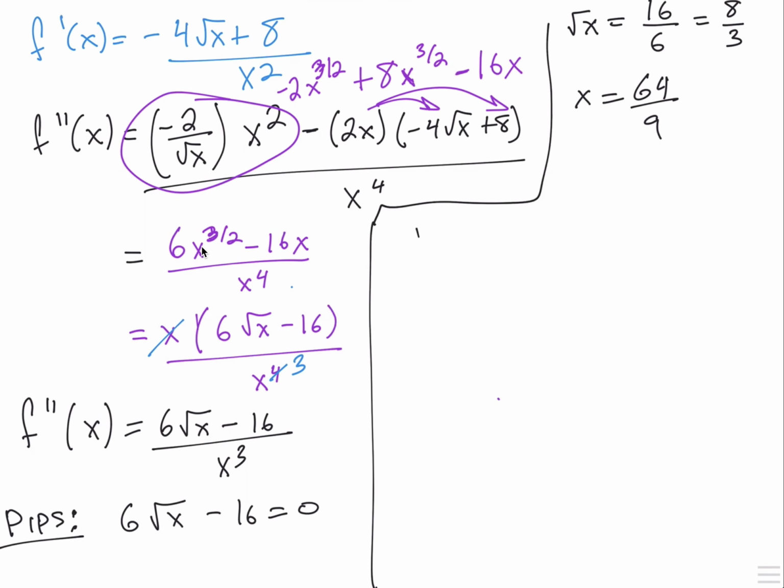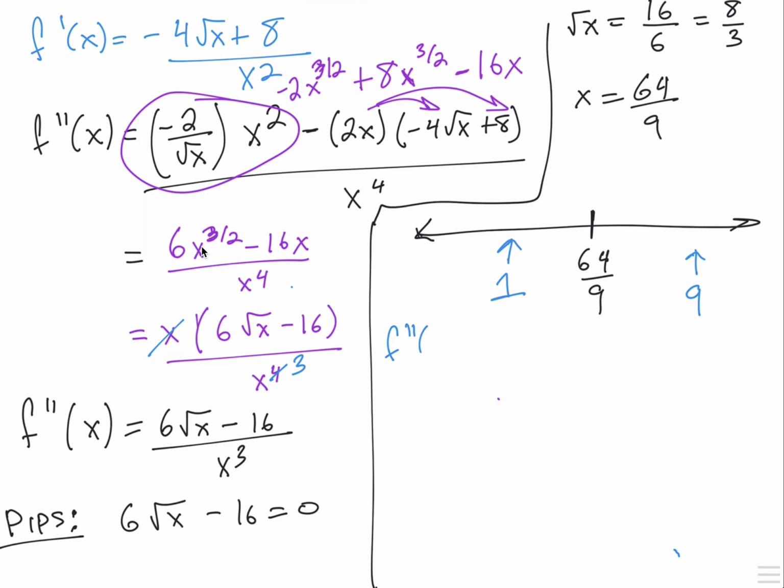So now let's see here. So let's do our number line. So 64 over 9. What would be some good test points? 9 and 4. So 9 would be good, right? And then 4 is good. 1 is better, yeah. Let's do 1. What about 0? 0 is no good. Okay. All right.